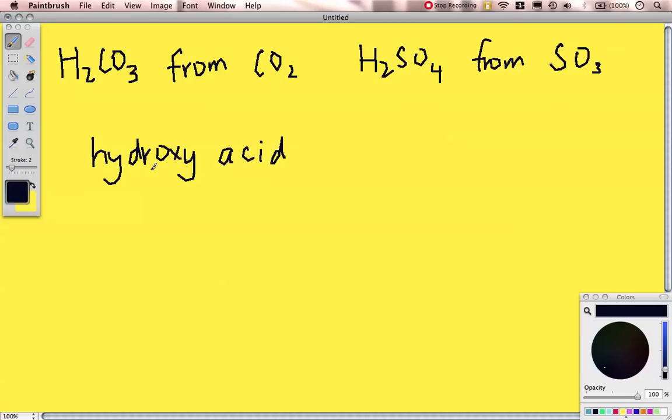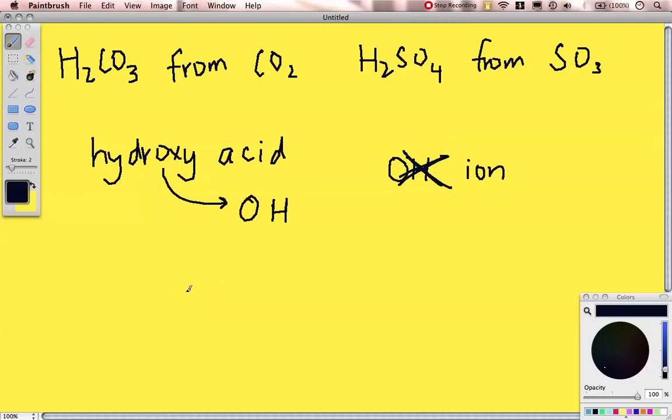And the word hydroxy means to have an OH group. So all of these acids, guys, from the non-metal oxides actually contain at least one OH group. This OH group is not to be confused with OH minus or hydroxide ions that a lot of bases have. They are not the same thing. So don't be confused about how these acids can have these hydroxy groups and still be acids, because these hydroxide ions and this are not the same thing.